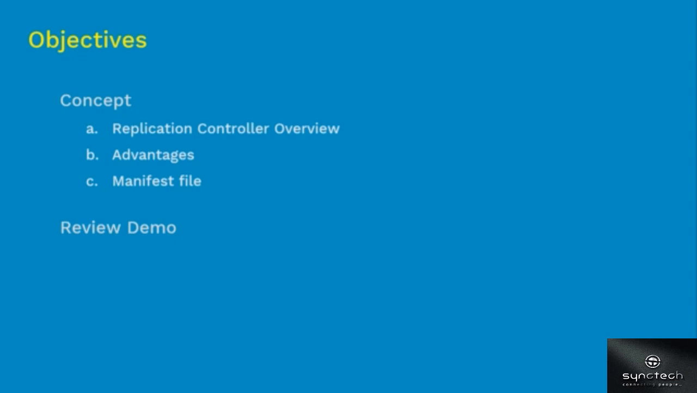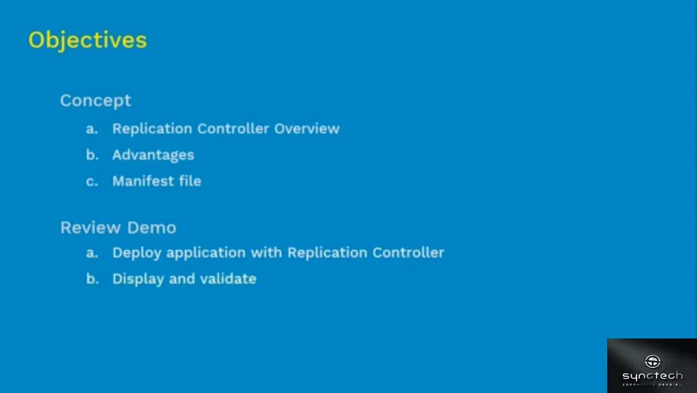In this review demo, I'll show you how you can deploy an application using ReplicationController. Once the application is deployed, then we'll display and validate the objects it has created. After that, we'll test the deployment by scaling up and scaling down the application. And finally, we'll clean up the objects that were created as part of this deployment. If you're looking for the actual demo on performing the above steps on a live Kubernetes cluster, then you can refer to the links in the description below.